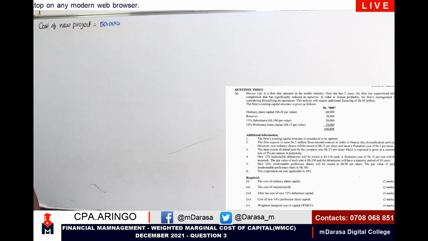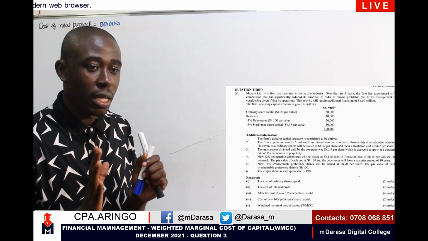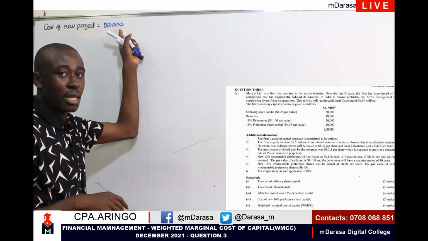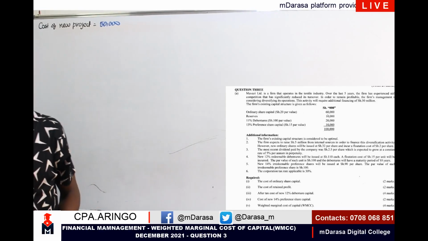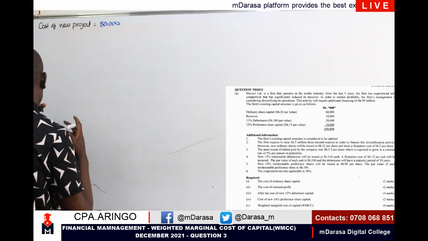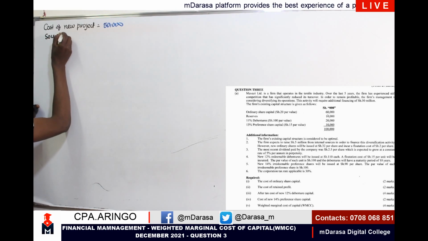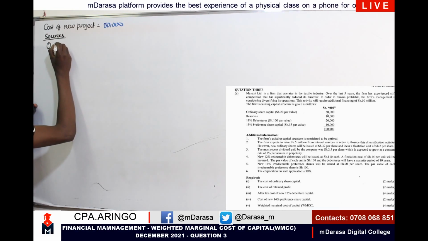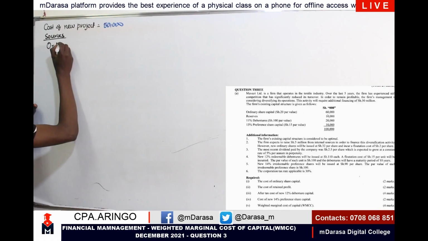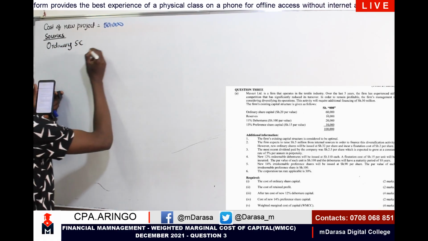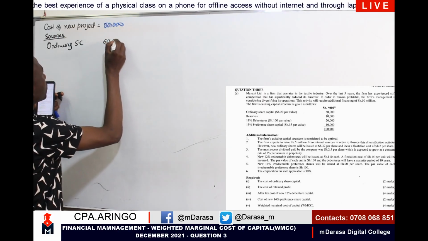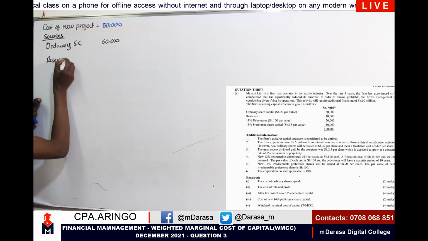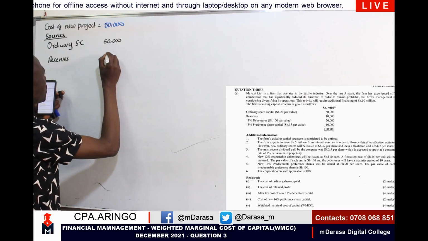The other key thing you need to do is to determine how much each source in our existing capital structure will contribute towards the funds that we need to raise. That will be simple. Come and copy and paste. You see where we are having our sources of capital. Our sources are what you are given directly. I'm having ordinary share capital, which you are given a figure of 60. The other source, we're having reserves, and I was given a figure of 10.